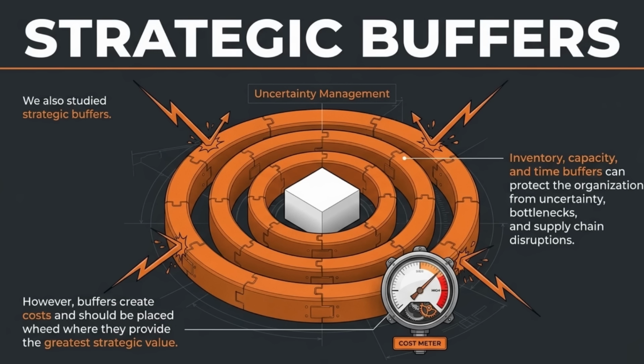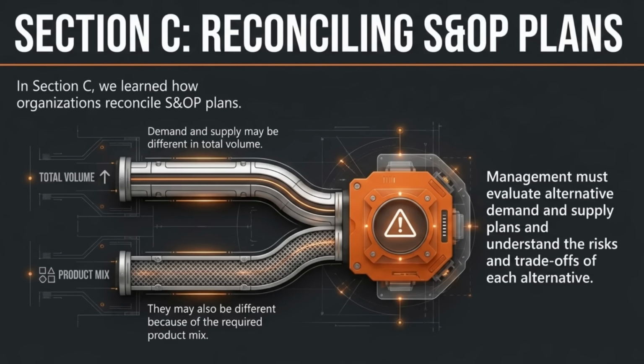We also studied strategic buffers. Inventory, capacity, and time buffers can protect the organization from uncertainty, bottlenecks, and supply chain disruptions. However, buffers create costs and should be placed where they provide the greatest strategic value. In Section C, we learned how organizations reconcile S&OP plans. Demand and supply may be different in total volume. They may also be different because of the required product mix. Management must evaluate alternative demand and supply plans and understand the risks and trade-offs of each alternative.